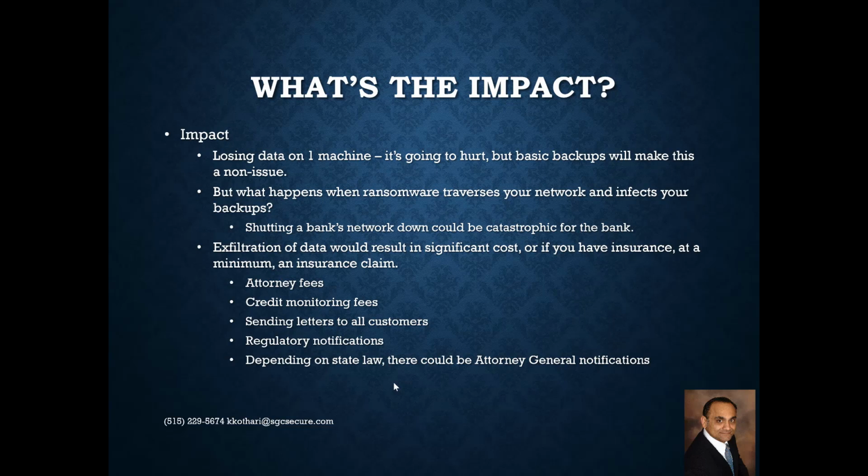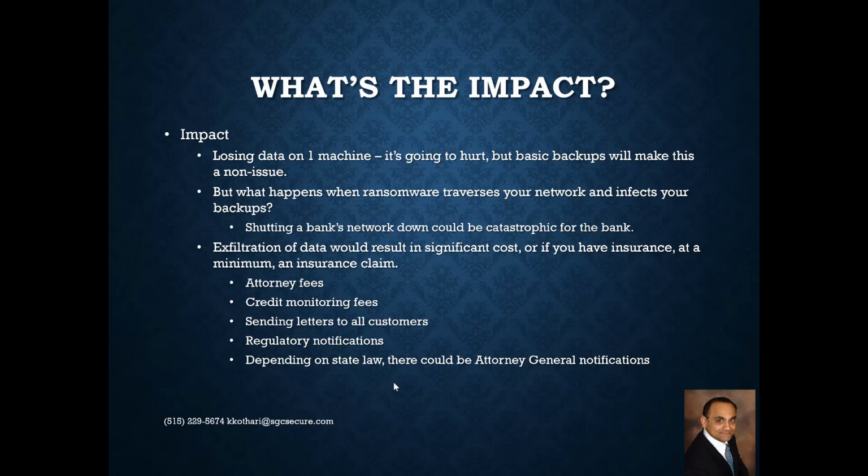The impact could be as simple as losing data on one machine. And so if you have backups, good solid backups, that's not going to be a problem. It's going to hurt, but it's not going to hurt near as much as if the ransomware is able to traverse your network and then infect your other backups.